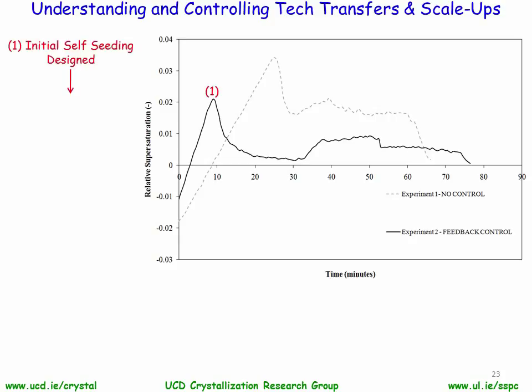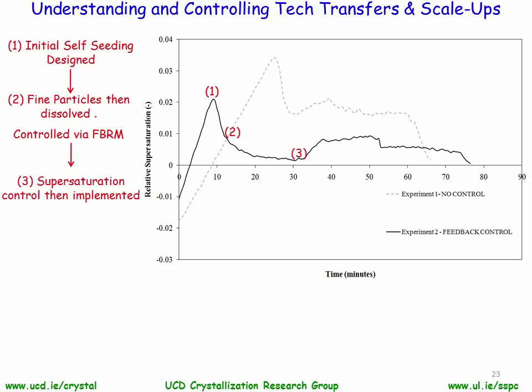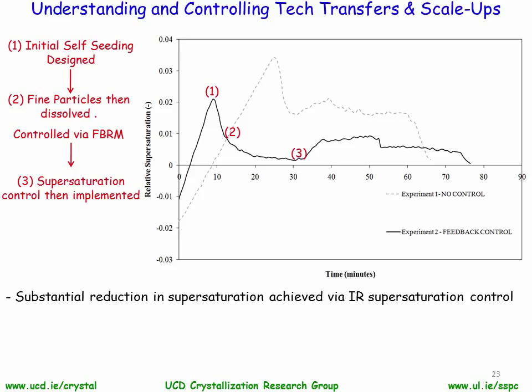In black again, we'll look at our feedback control. We can see initially at point 1 we have our self-seeded process. Then at point 2 we control the dissolution of the fine particle counts below 150 counts per second. And then at step 3 we implement our feedback control to control relative supersaturation to 0.01. Again, we can see the slight consumption of supersaturation after approximately 50 minutes, and then the desupersaturation of the product at about 75 minutes.